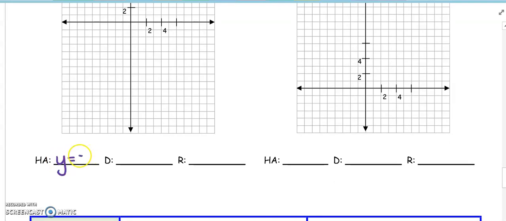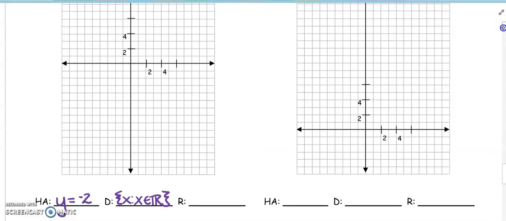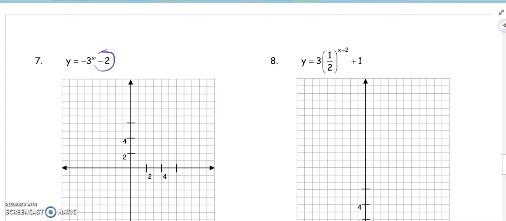Y is equal to negative 2. I'm also going to put in the domain: x such that x is in the set of all real numbers. And now let's work our magic.